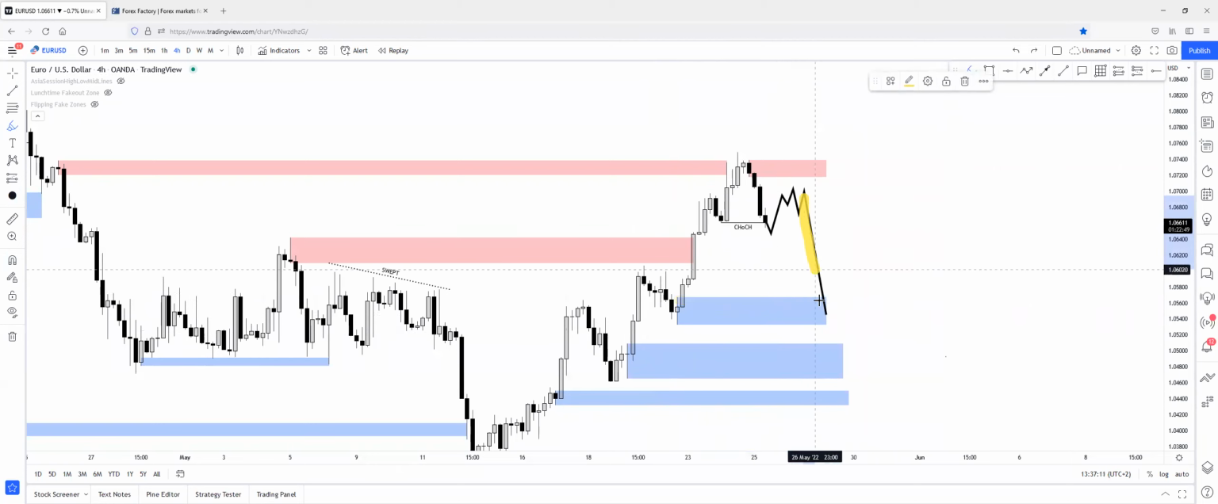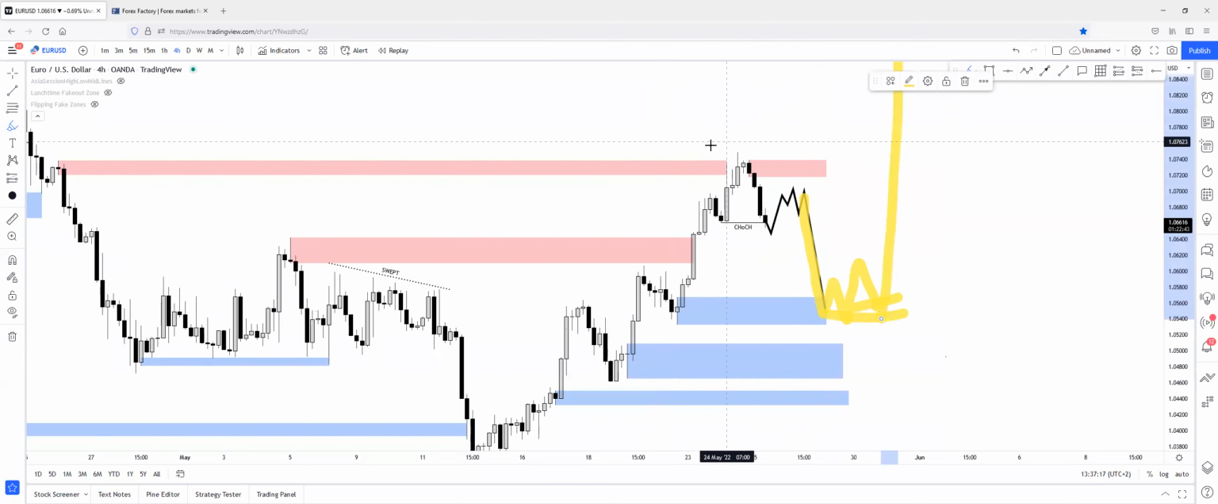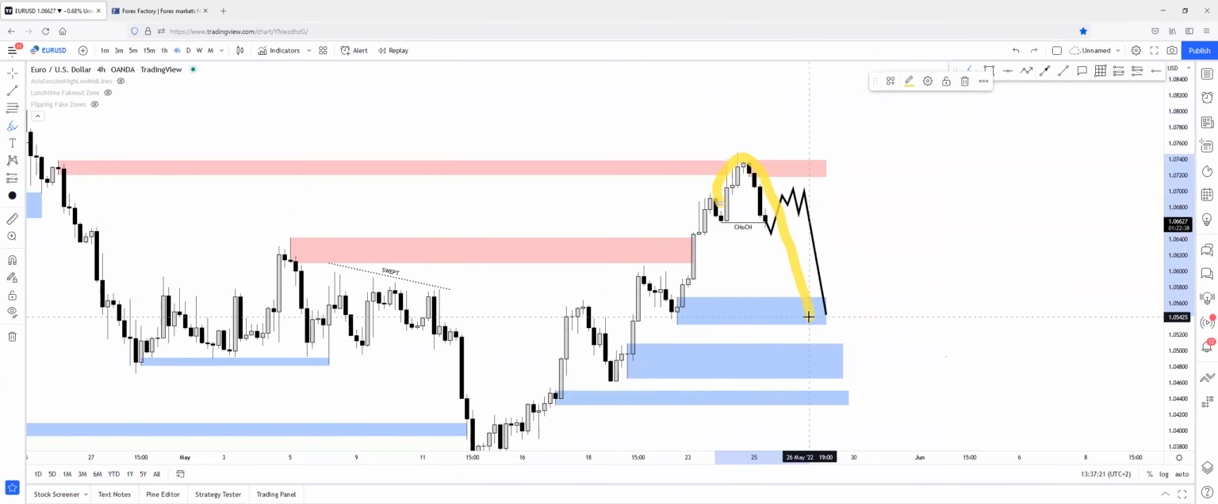If price taps this 4-hour zone first, and there will be a 15-minute change of character, then the main trend will be continued because price has collected enough liquidity to continue the overall main trend to the upside. Because this could be just a pullback of the main trend, as you can see, this isn't a real pullback. No demand zones have been tapped over and over again.